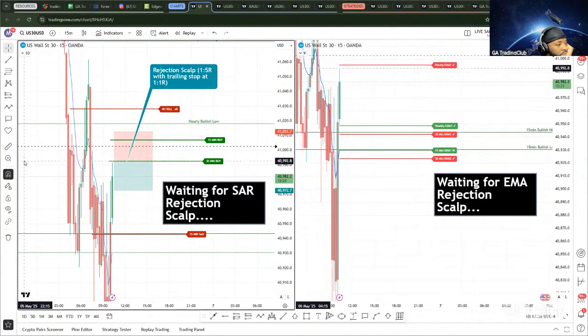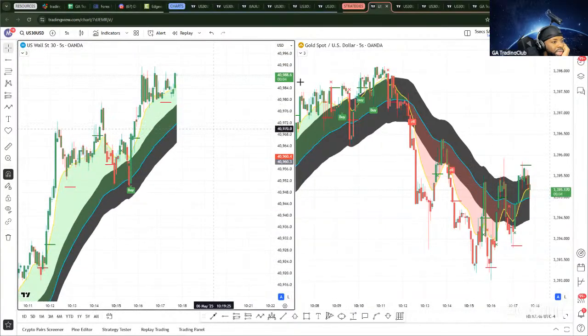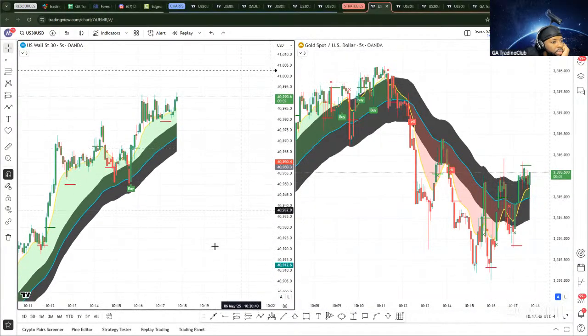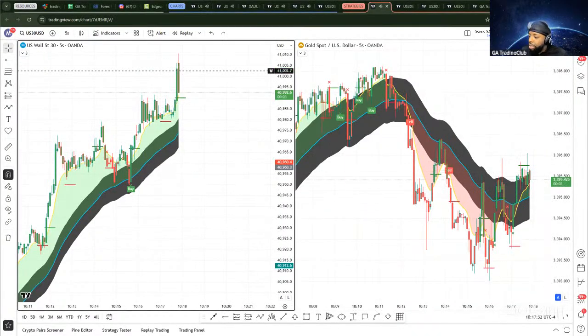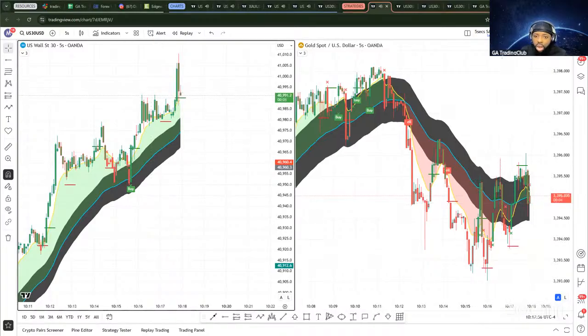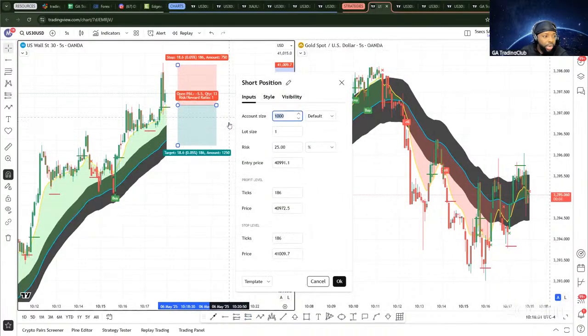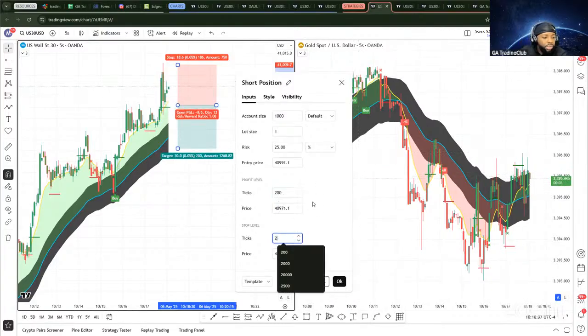The rejection level is at 992.8. I think we're gonna get this one because the rejection level, there we go. So right now I'm looking for a sell entry. I'm sorry, a crossover sell. So I need that red X to show up. So once that red X shows up, I'm taking this trade with 20 points take profit, 20 points stop loss.